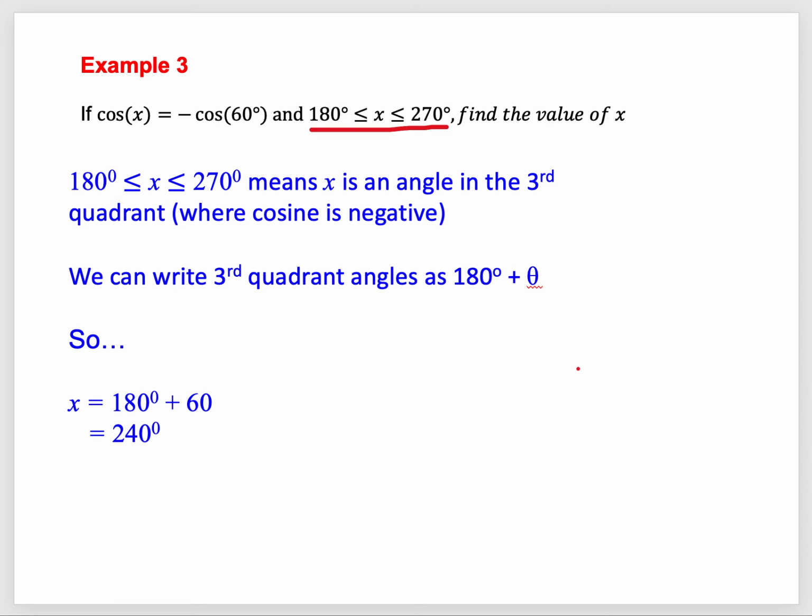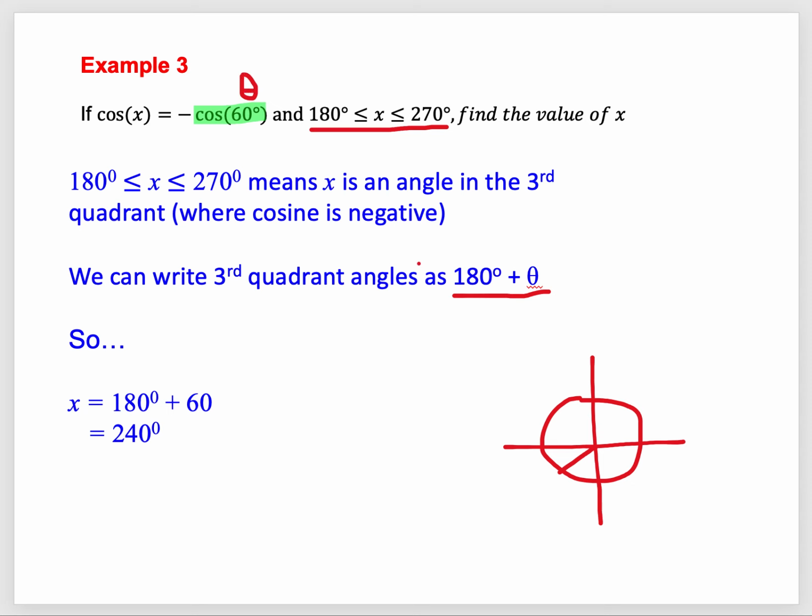So if we recreate those little diagrams from the previous page, that might help. We know that we're looking at an angle down in the third quadrant. That's the value of x. And we also know that we write third quadrant angles as 180 plus theta. So our job is just to work out what this theta is, and it's given away in the question. The value that we're referring back to is cos of 60 degrees. So that must mean that theta is 60 degrees. That's our first quadrant angle.